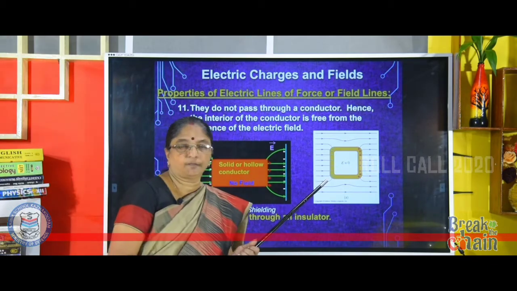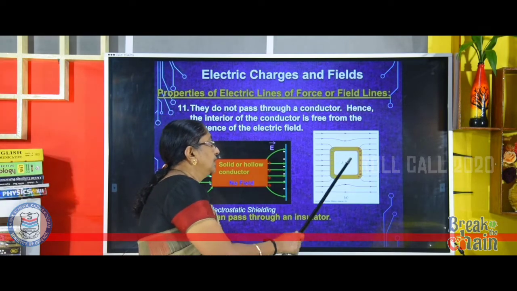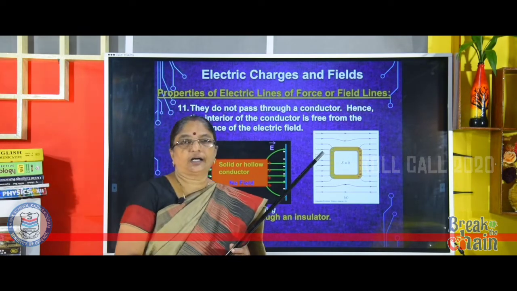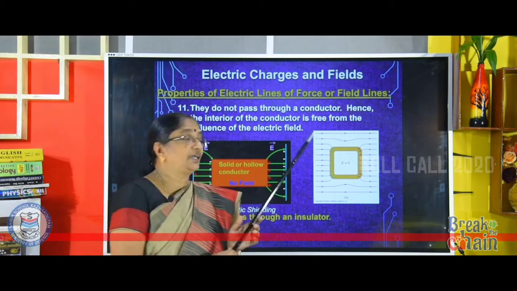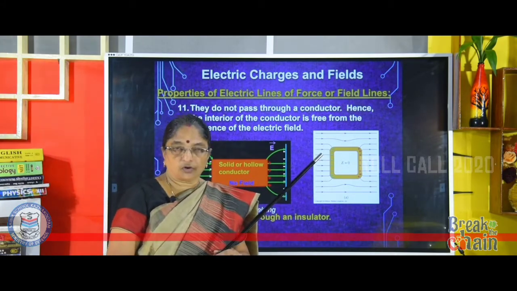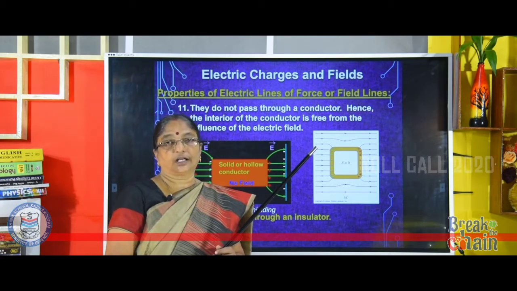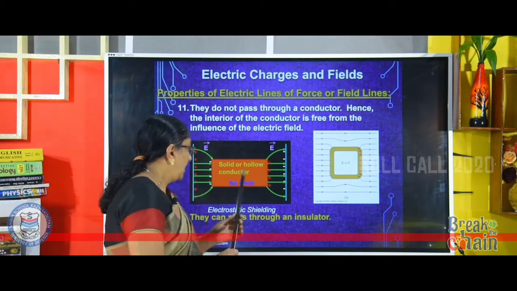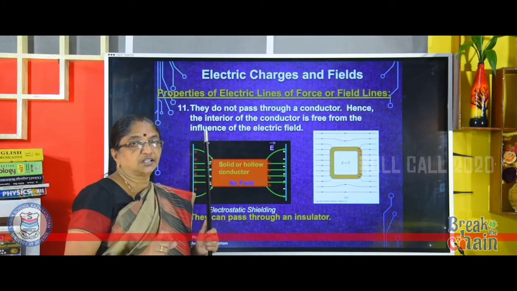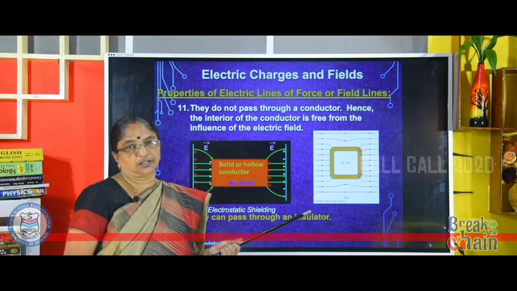See this picture? In the electric lines of force, a rectangular shaped conducting ring is kept. Inside it, it is written E equal to 0. That means electric lines of force will not pass through the conductor. And electrostatic shielding is the fact that inside a conductor, electric field intensity is always 0.